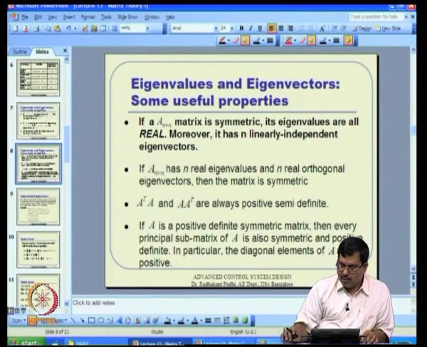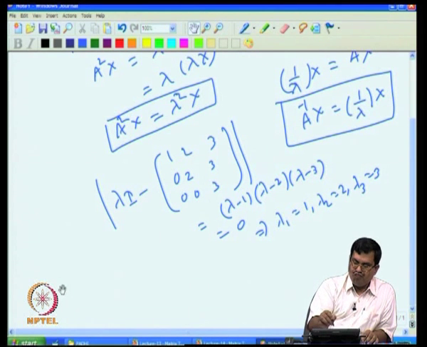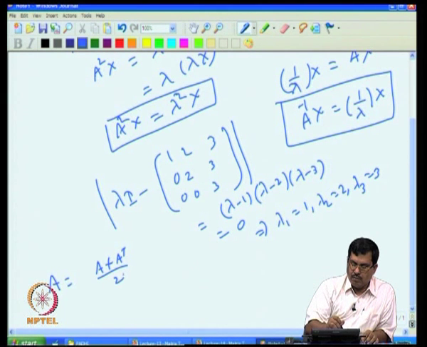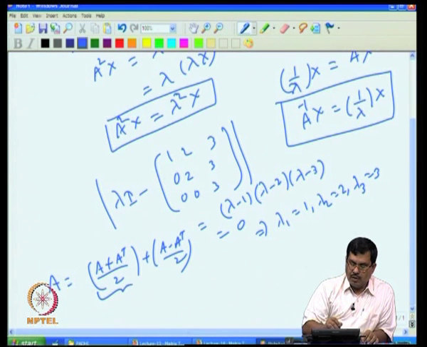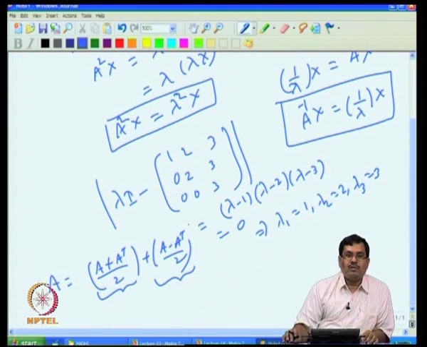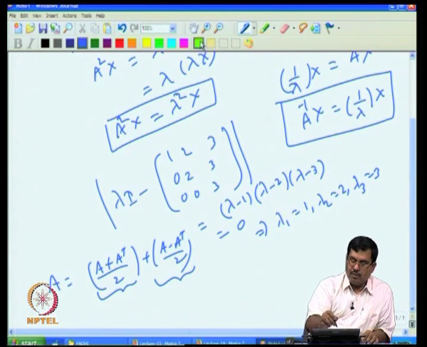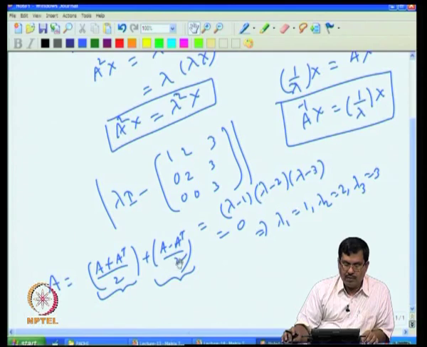Suppose A is a non-symmetric matrix, then you can decompose it as A plus A transpose by 2, plus A minus A transpose by 2. The first part is symmetric, and the second is what is called skew symmetric. We still want to do this, because if the skew symmetric component is not that significant, then we are left with an approximate matrix which is still a symmetric matrix. That is a good property that you will have to exploit.